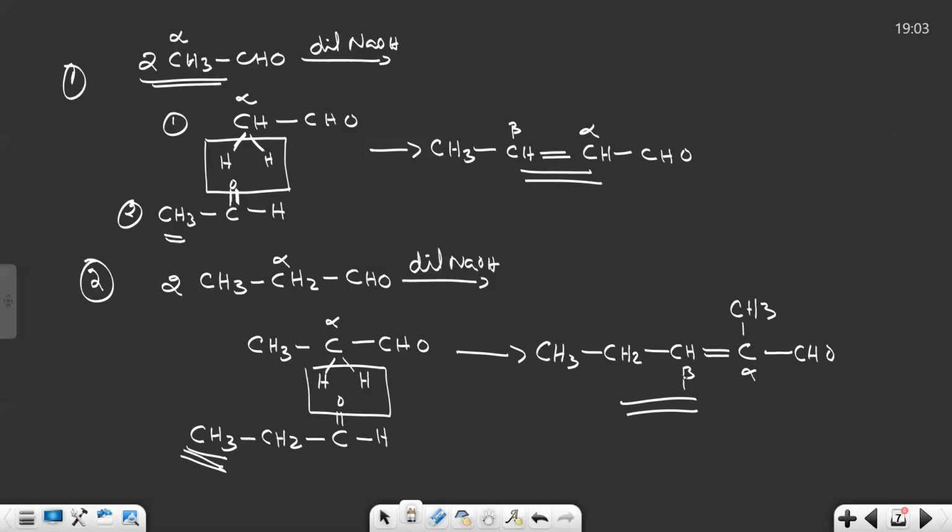So these are the two examples. This is an easy way for the aldol condensation reaction to get the product. If you need the mechanism, you can use the previous one. If you just need the final product, you can use this. Always remember the final product you are getting is an alpha beta unsaturated aldehyde.